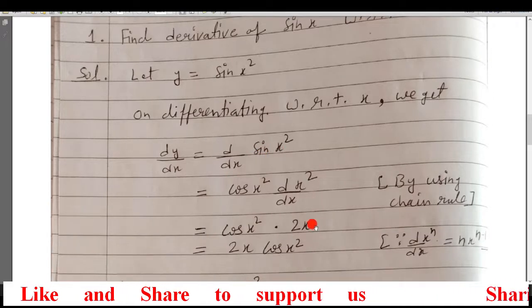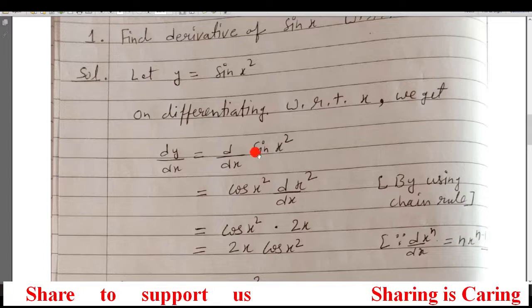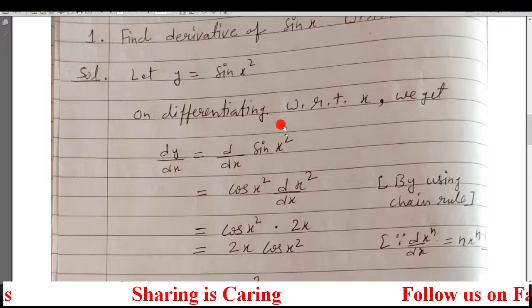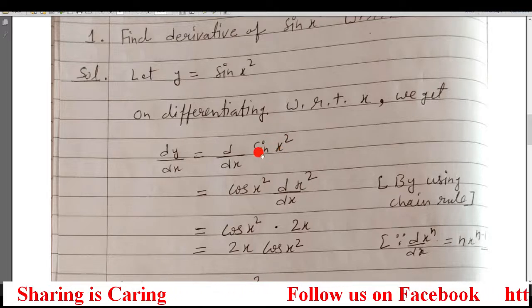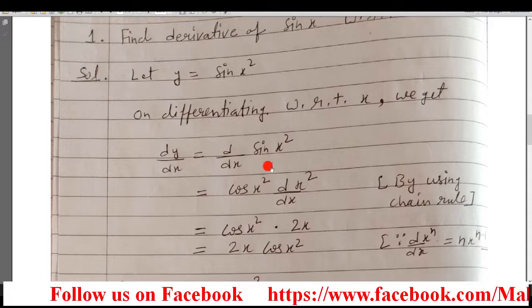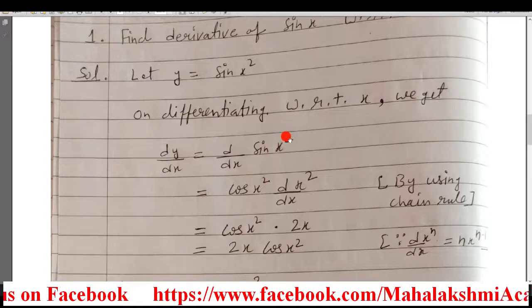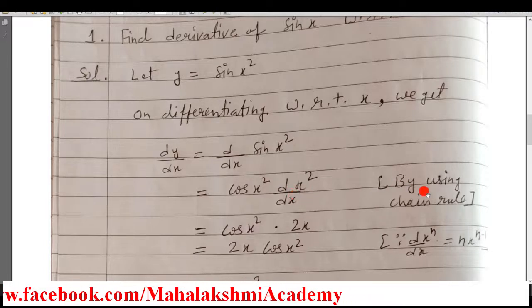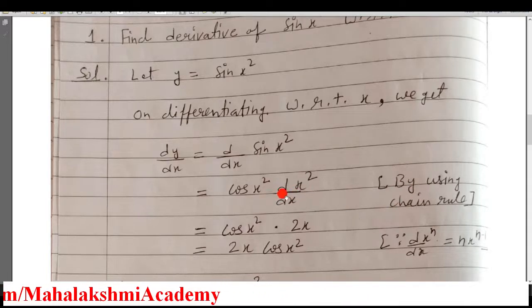Now you know what the differentiation of sine theta is. Sine theta's differentiation is cos theta. So this complete x square will behave as theta. That's why cos x square will come. But it's not the simplest form of the polynomial, so we have to apply the chain rule. Students, chain rule is very important in differentiation.